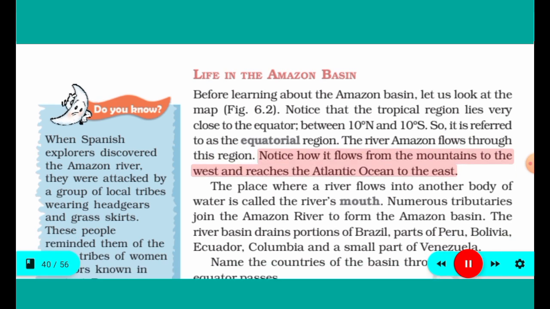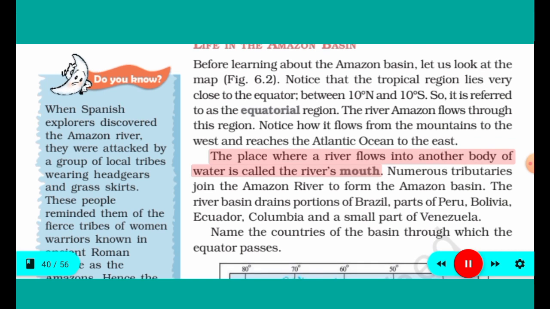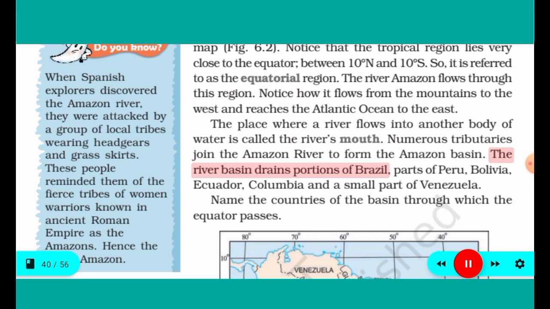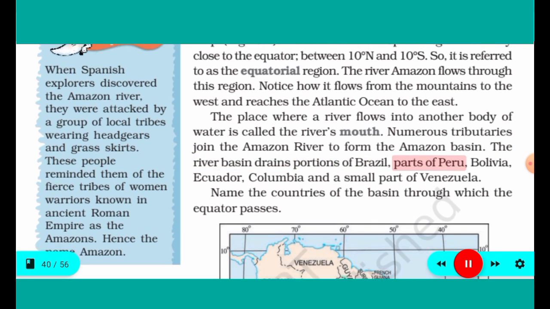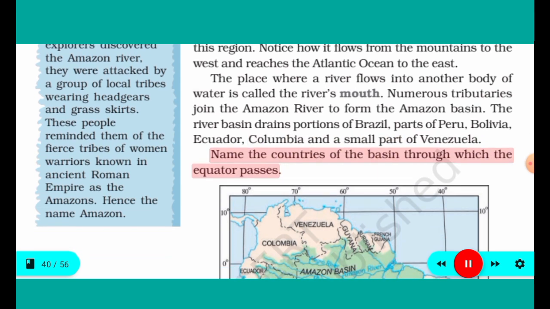Notice how it flows from the mountains to the west and reaches the Atlantic Ocean to the east. The place where a river flows into another body of water is called the river's mouth. Numerous tributaries join the Amazon River to form the Amazon Basin. The river basin drains portions of Brazil, parts of Peru, Bolivia, Ecuador, Colombia and a small part of Venezuela. Name the countries of the basin through which the equator passes.